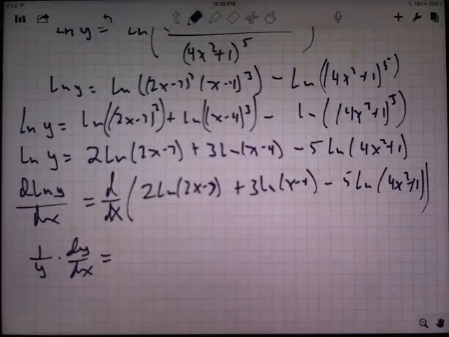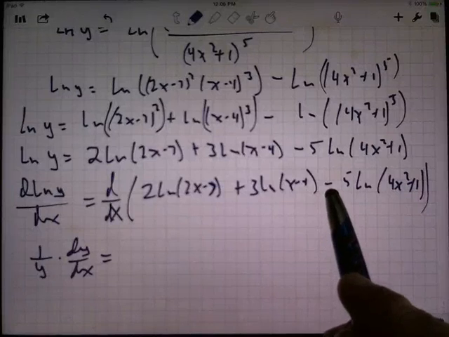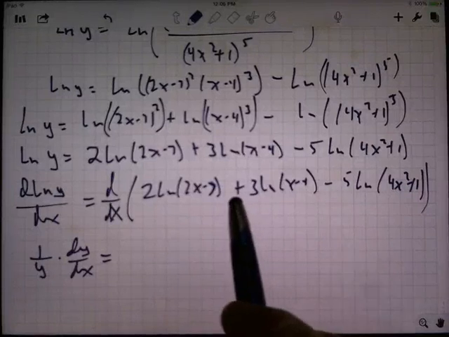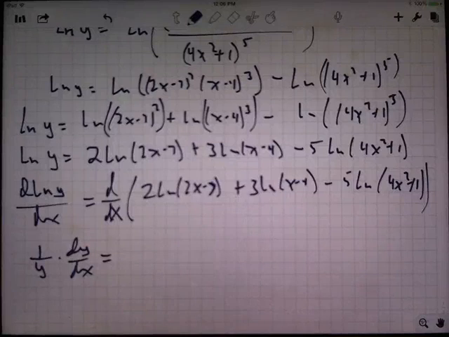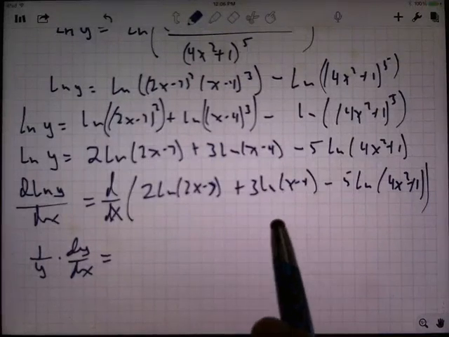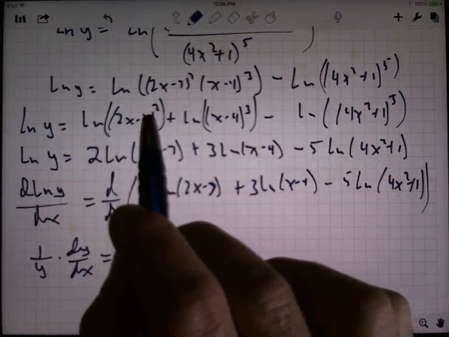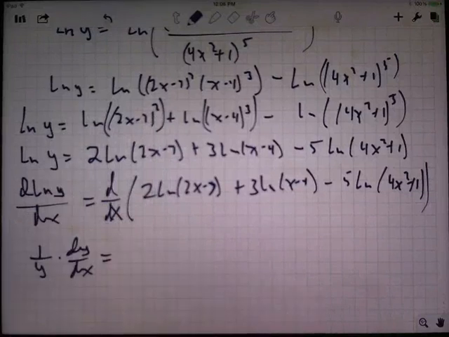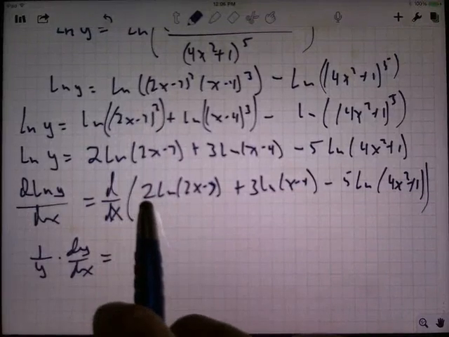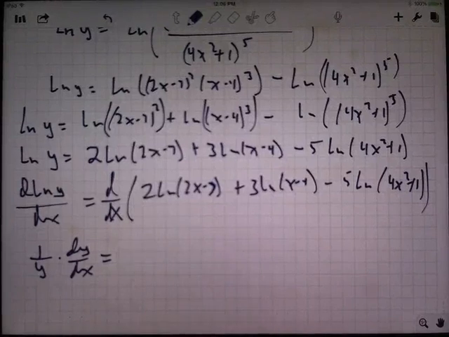But the beauty of the natural log is that it turned quotients into differences, and I would much rather take the derivative of a difference than a derivative of a quotient. And likewise, it turned products into sums, and I would much rather take the derivative of a sum than a product. And it took these powers, which you'd have to use a power rule to differentiate, and wrote the power out in front as a multiplier. And to take the derivative of just a function times a constant, well, that's easy.